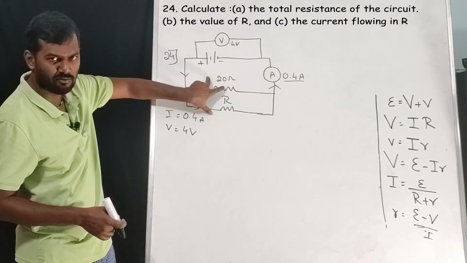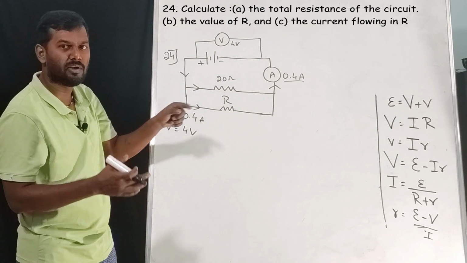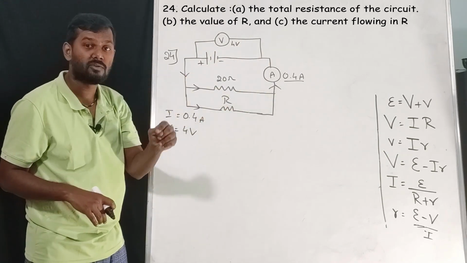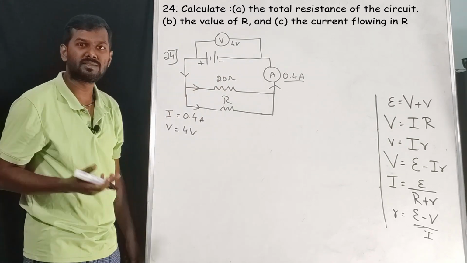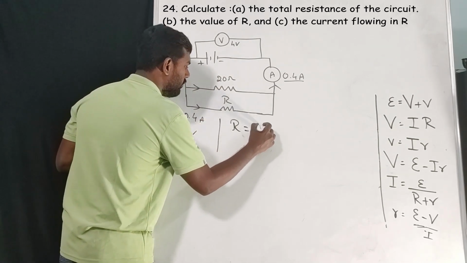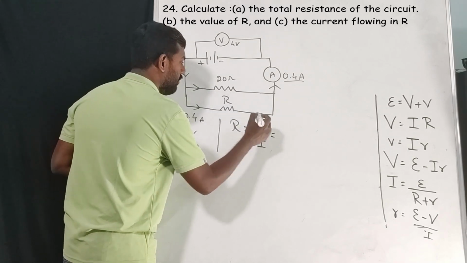So we find the equivalent resistance, and the voltage is given. We use those values to calculate the current. Now the current and voltage are given. Using those two, we can find the total resistance using Ohm's law. R is equal to V by I. What is V?